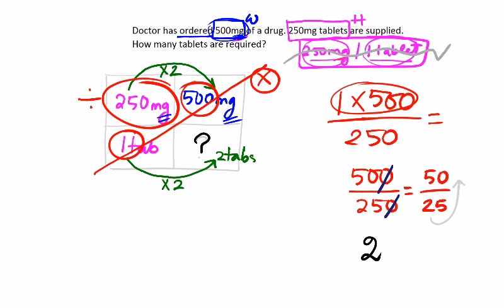We look in the box. That part of the box that we needed to calculate needs to match with tablets. So final answer, 2 tablets.